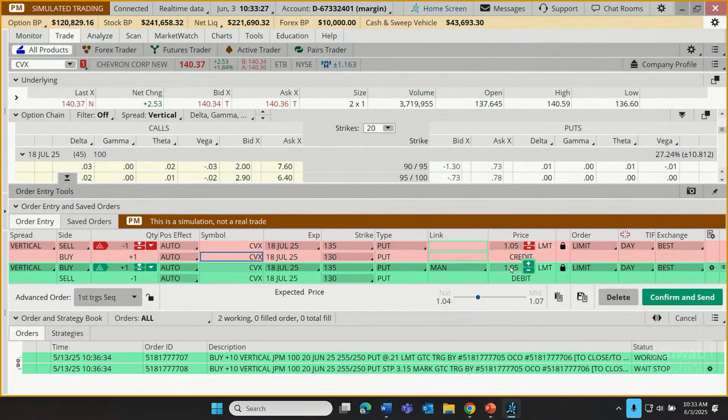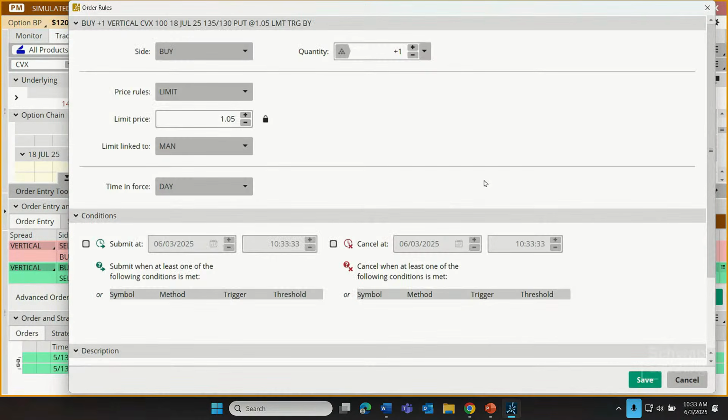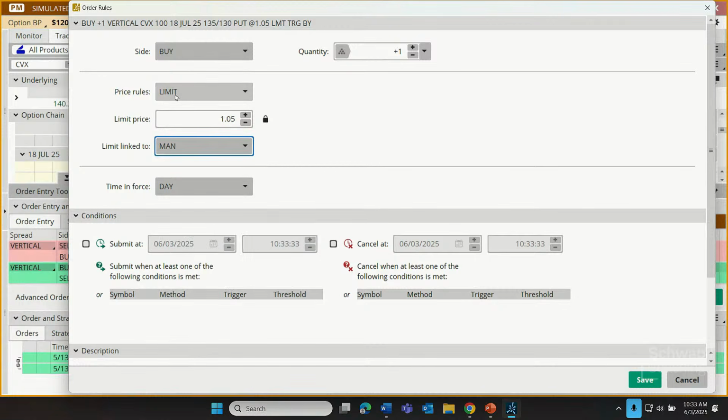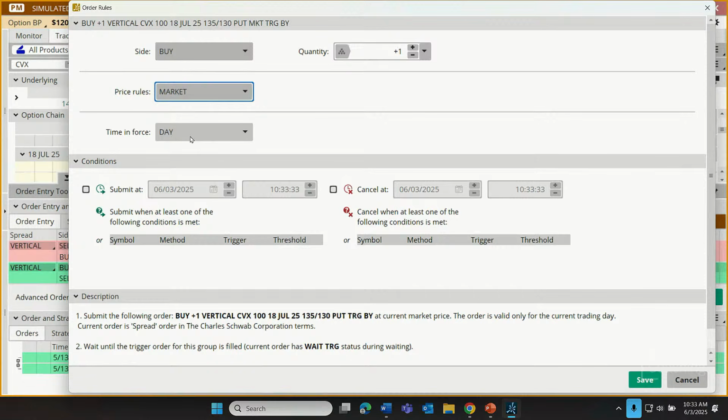Let's change the condition of this buy order. I'm going to come over here to the little gear icon. This actually brings up a condition screen. And this is our order to buy back those contracts. But I'm going to change this. That's not what I wanted to click on. There we go. To a market order.